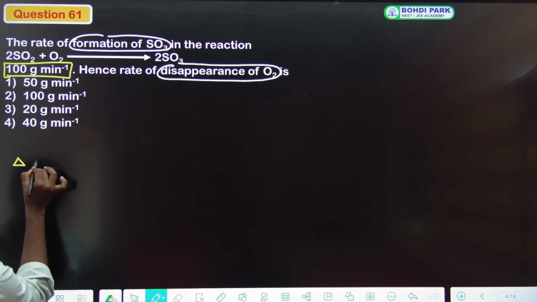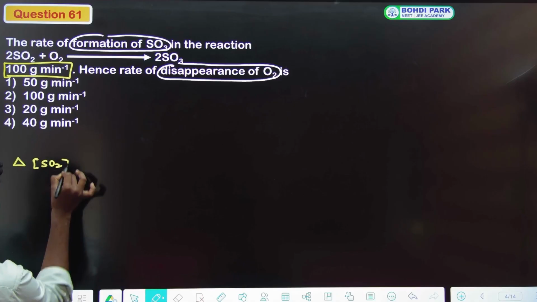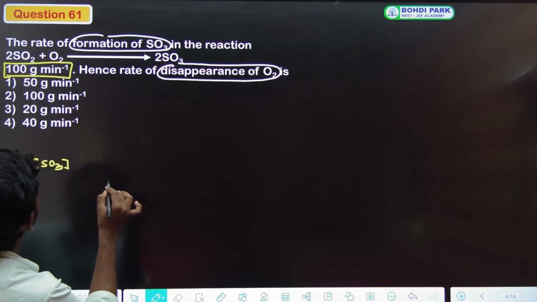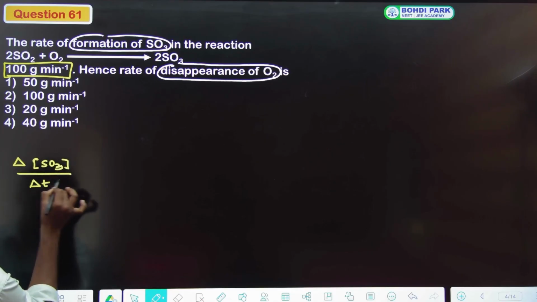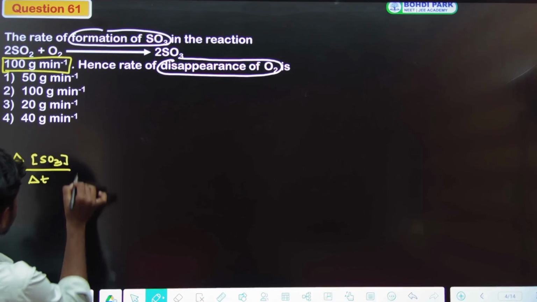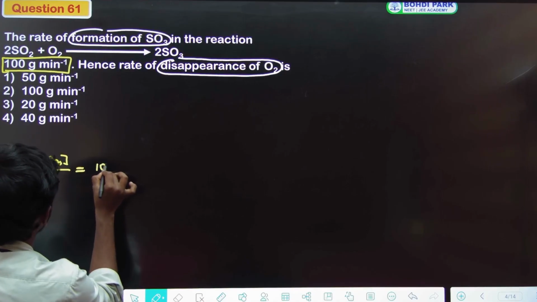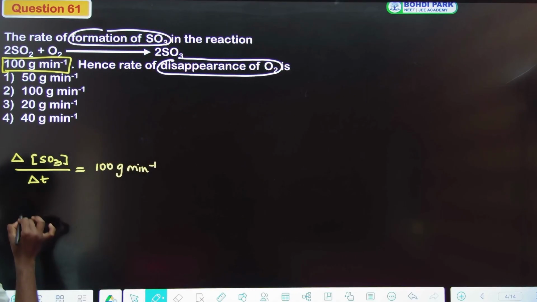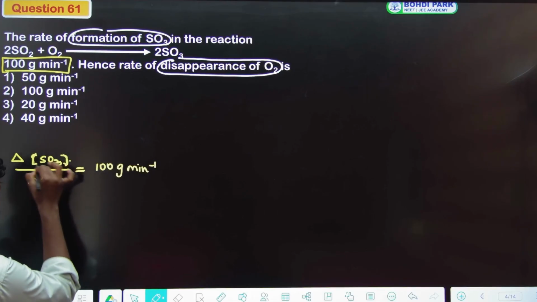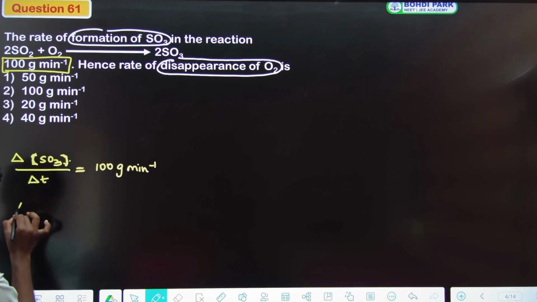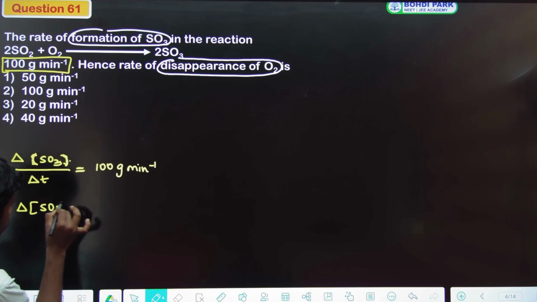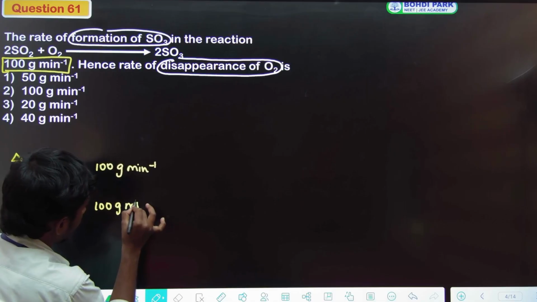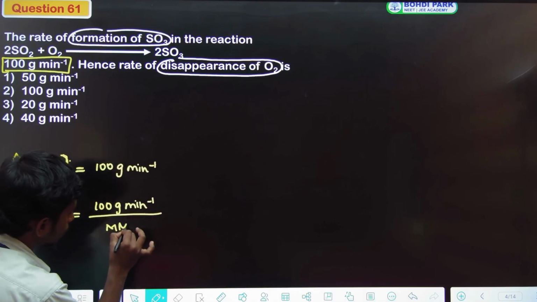So change in concentration of SO3 divided by change in time is given as 100 gram per minute. What do I have to do to change this to mole per minute? It is given in mass. If I want to change into concentration, I have to divide with the molecular mass, the molar mass of SO3.